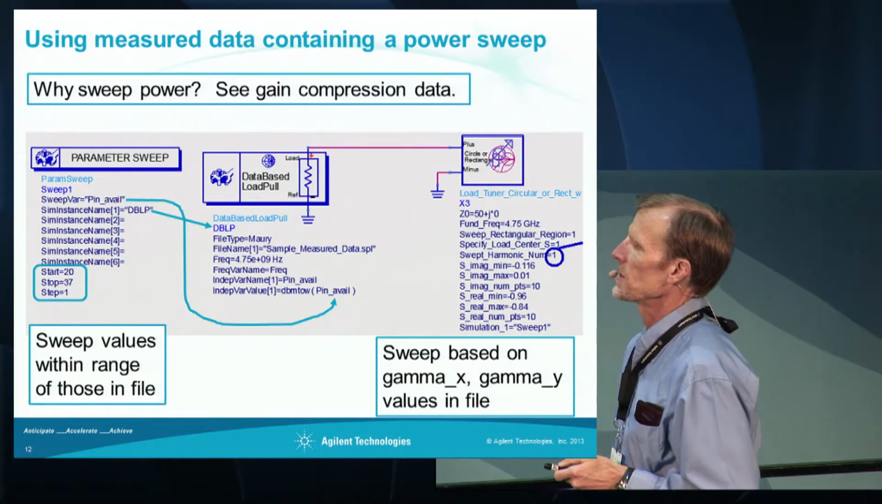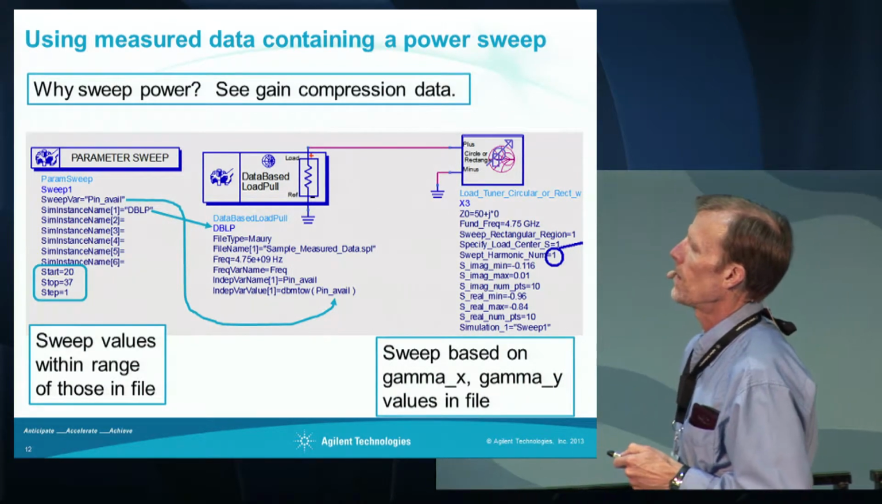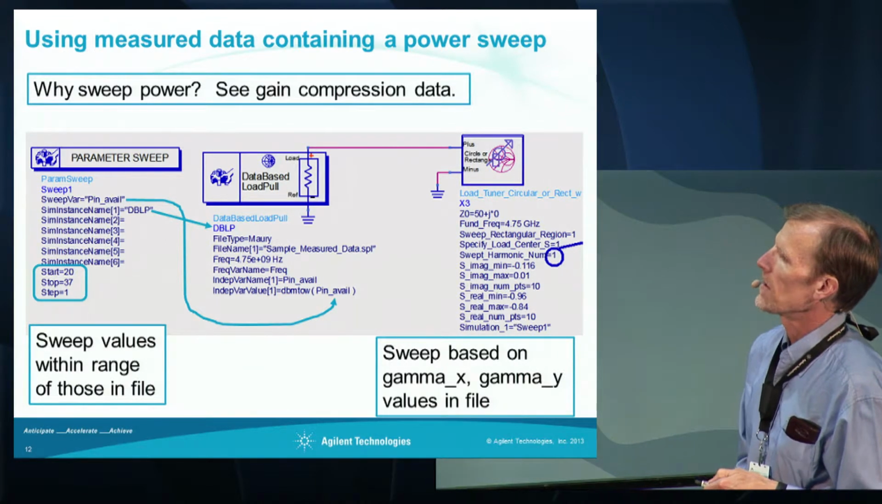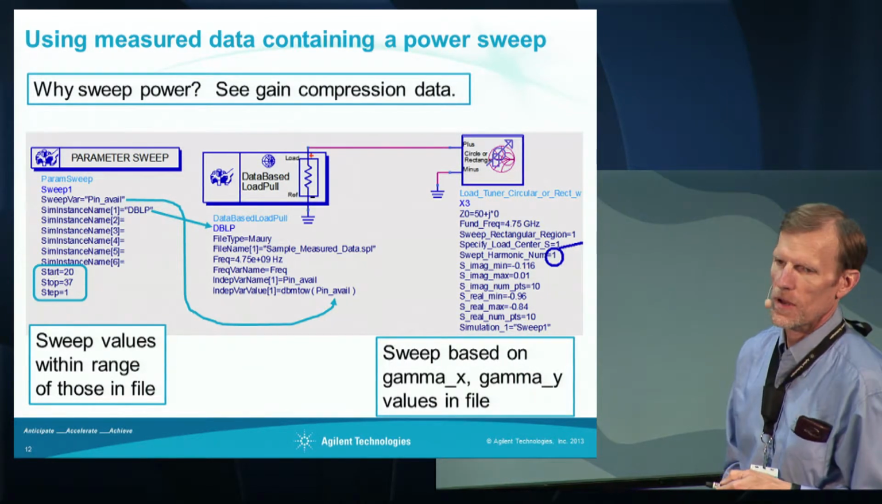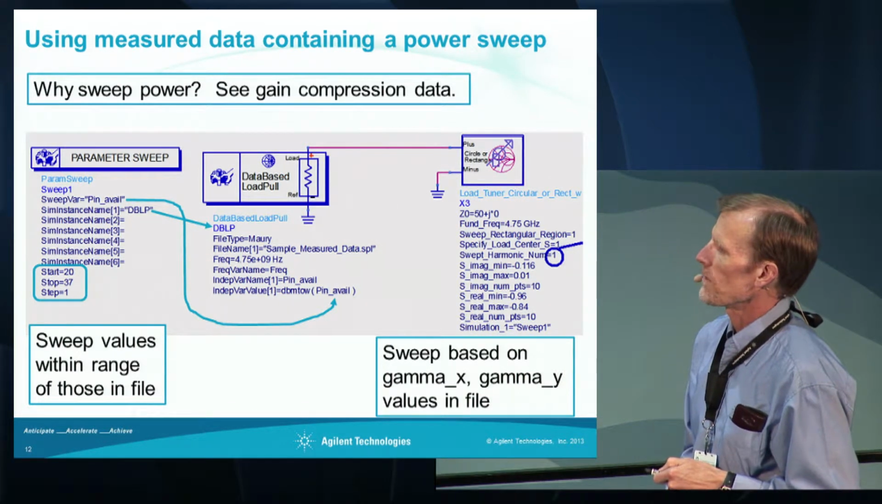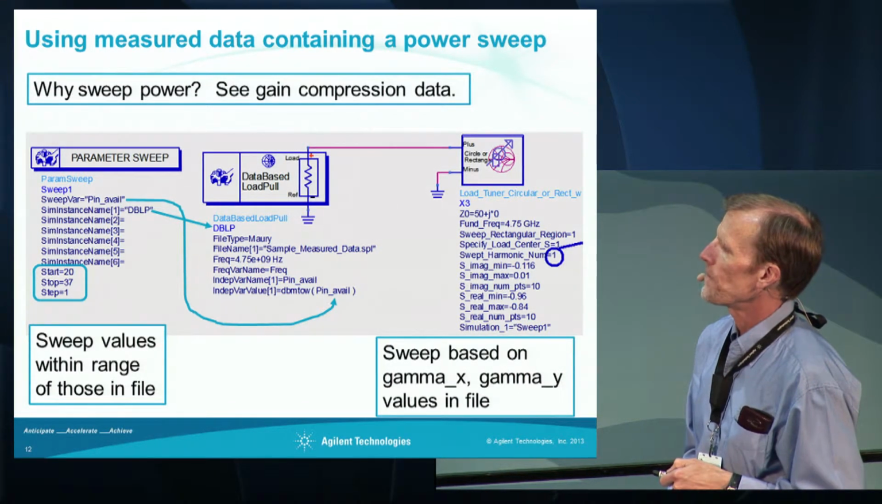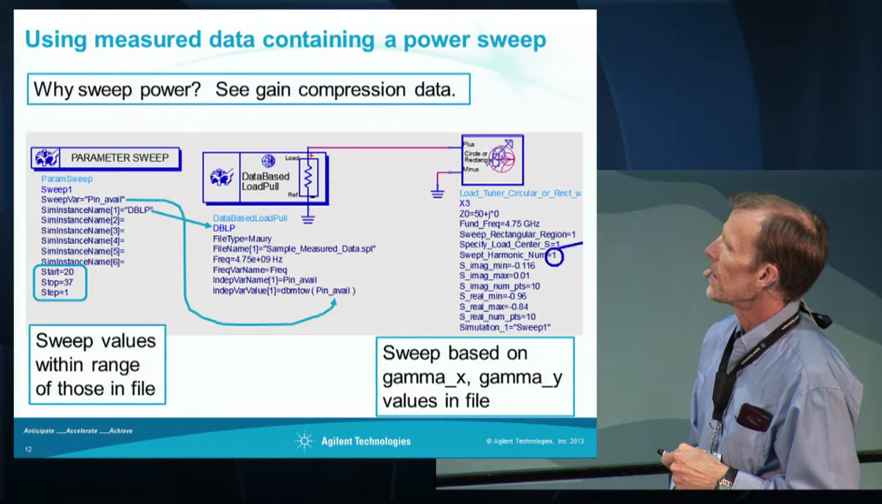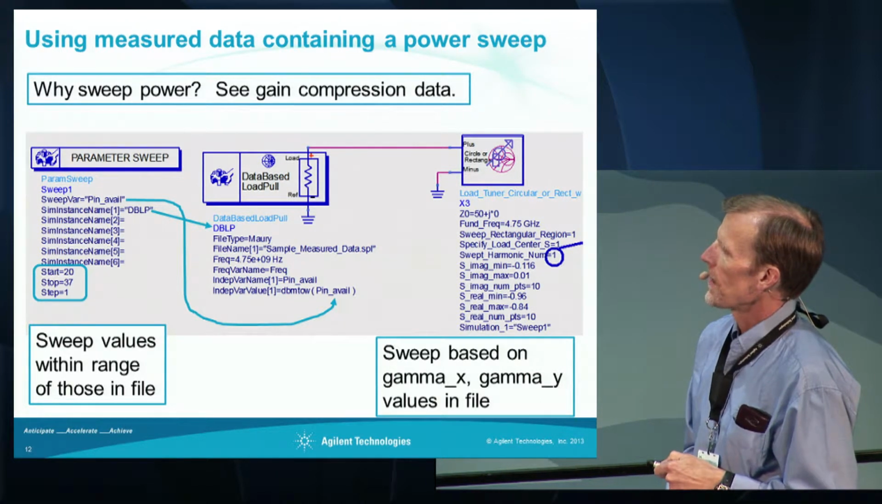This is a more realistic example where I have a higher power device, and the file actually has a sweep of the available source power. In this case it's swept from 20 to 37 dBm, and we're going to look at the load pull contours at each one of these available source powers, in the region of reflection coefficients that are in the file.